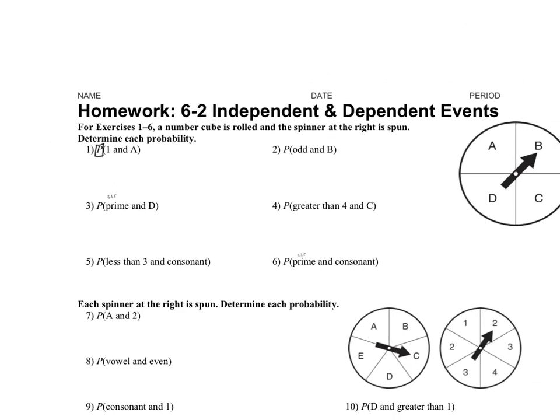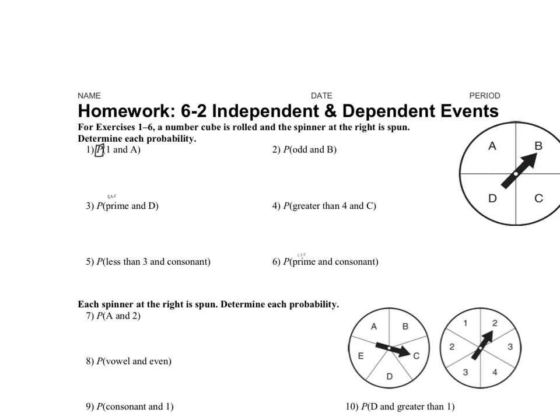This whole first section, 1 through 6, are all independent events. One roll does not affect the other. So you just find the probability of the first thing, find the probability of the second thing, and then multiply those two probabilities. I'm going to do number 6 with you real quick just to make sure you guys are ready to go on this stuff.